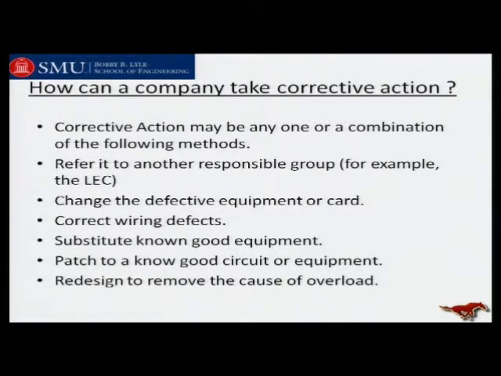Okay. How can a company take corrective actions? Corrective actions can be taken in one or a combination of the following methods. The first one is refer it to another responsible group, for example the local exchange carrier. The second one is change the defective equipment or card. The third one is correct wiring defects. The fourth one is substitute known good equipment. That's how you'll be able to rectify the error. And then patch to a known good circuit or equipment, and finally redesign to remove the cause of overload. And that's how you can correct a network troubleshooting problem.